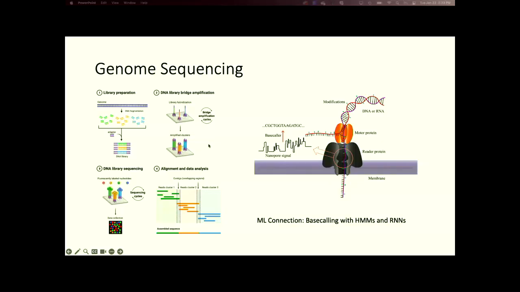We can then go align that to a known reference genome, or assemble our own reference genome. So in our next class, we're going to cover the algorithmic basics for genome assembly.